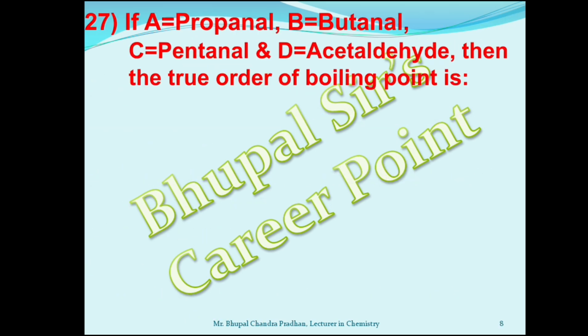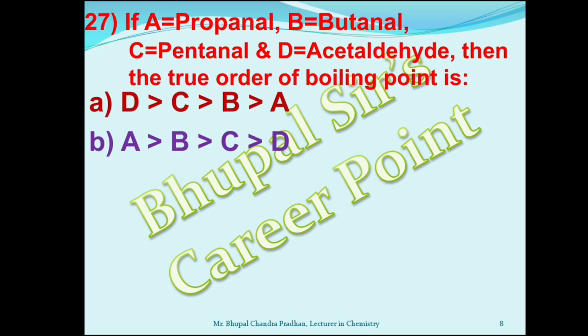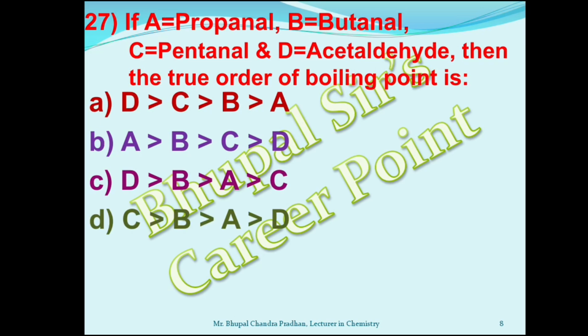If A is equal to propanol, B is equal to butanol, C is equal to pentanol, and D is equal to acetaldehyde, whose IUPAC name is ethanal, then the true order of boiling point is: option A, D is greater than C is greater than B is greater than A. Option B, A is greater than B is greater than C is greater than D. Option C, D is greater than B is greater than A is greater than C. Option D, C is greater than B is greater than A is greater than D. Students try to give the correct answer.